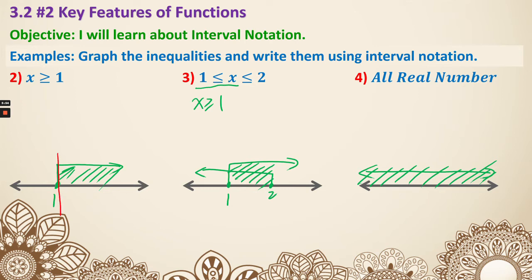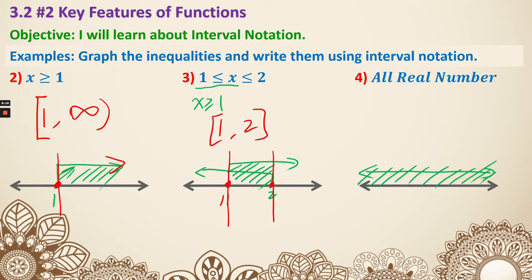My graph started at 1. It goes all the way to the right to infinity. So at 1, because it's a solid dot, that's going to be square bracket. For infinity, parentheses. The second graph, it starts from 1 and ends at 2. Both are solid dots, so both are going to be square bracket.